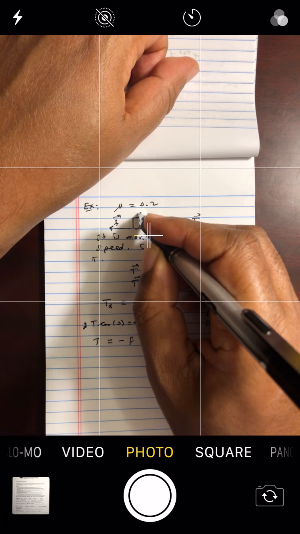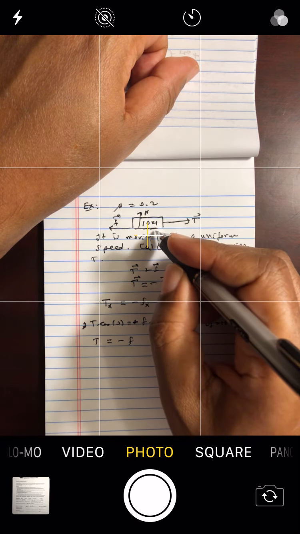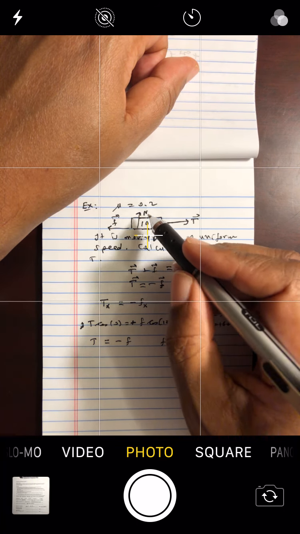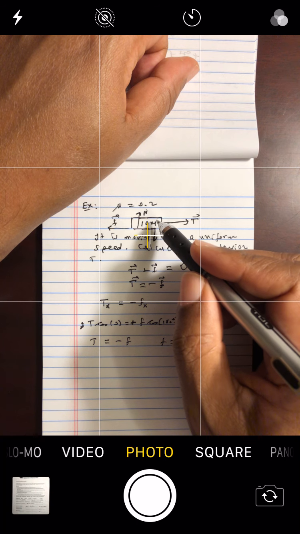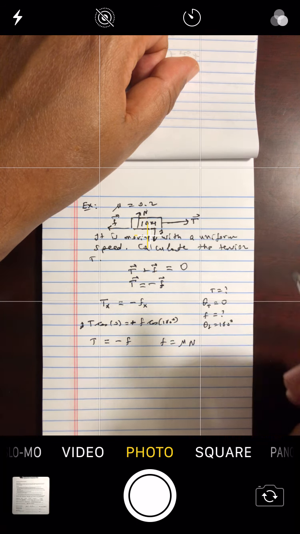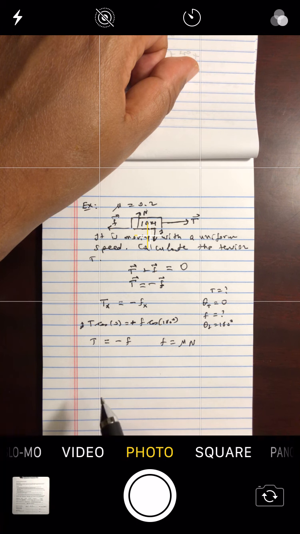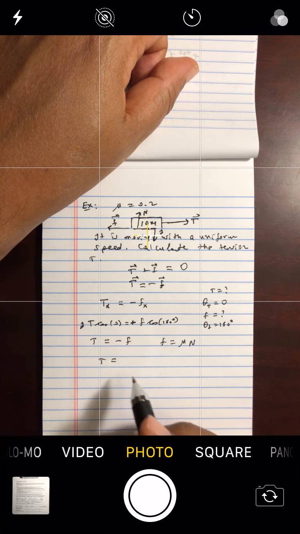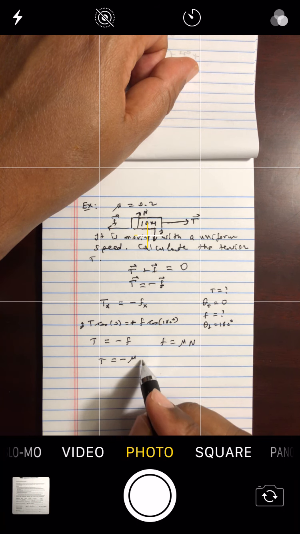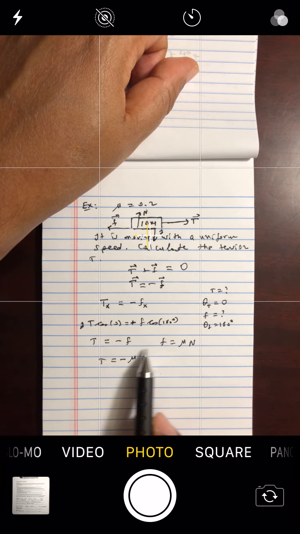Now we have other forces over here. You got the surface pushing up, the normal force. We got the weight pulling down. These two forces are also balancing each other because the object is not moving in that direction. First we'll write this one. Tension equals negative mu times normal force. So this is from the x equation.